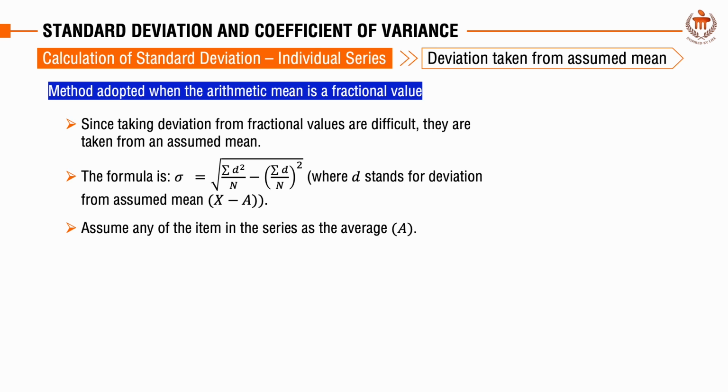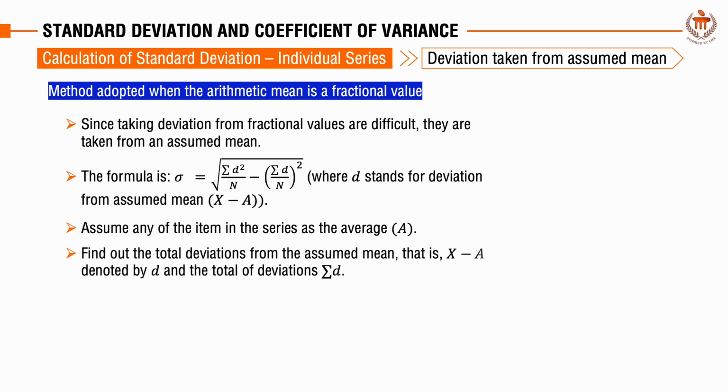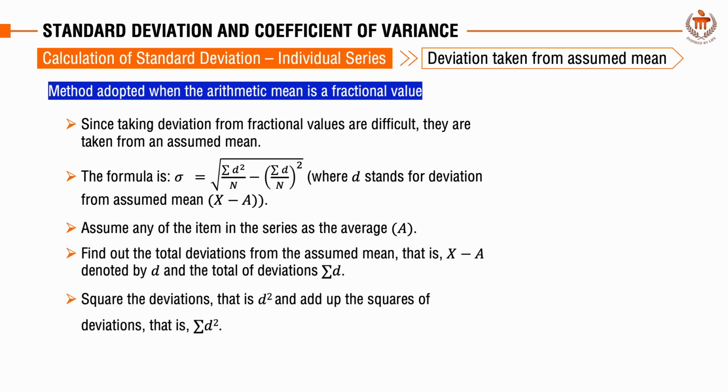Assume any item in the series as an average A. Then we need to find the total deviation from the assumed mean, that is x minus A, denoted by D. D is called step deviation, and the total of that deviation is called sum of D. Once we have this value, we need to square the deviations and add up the squared values.